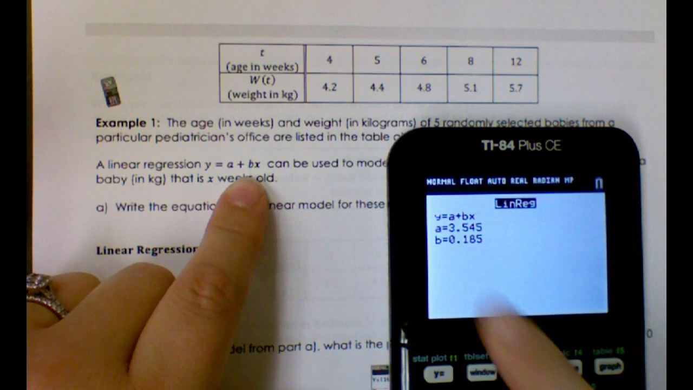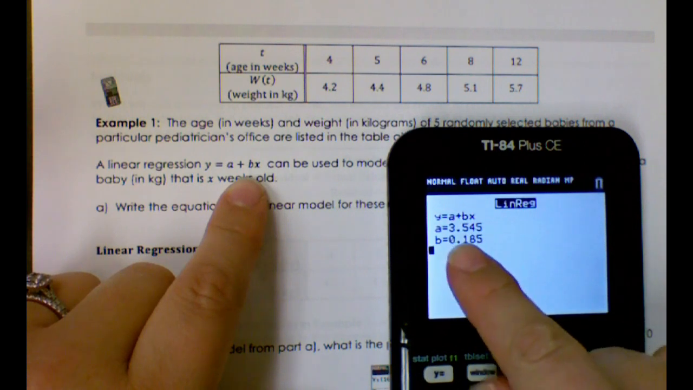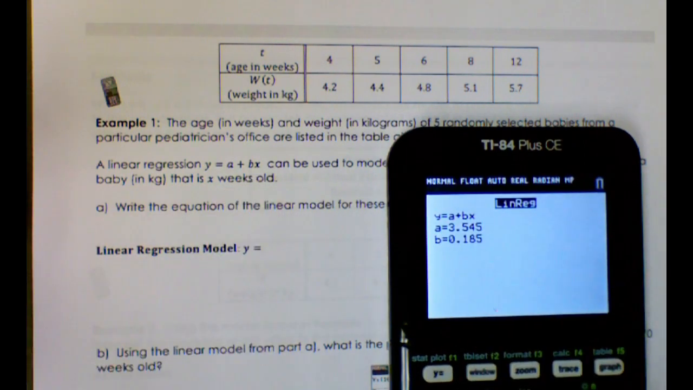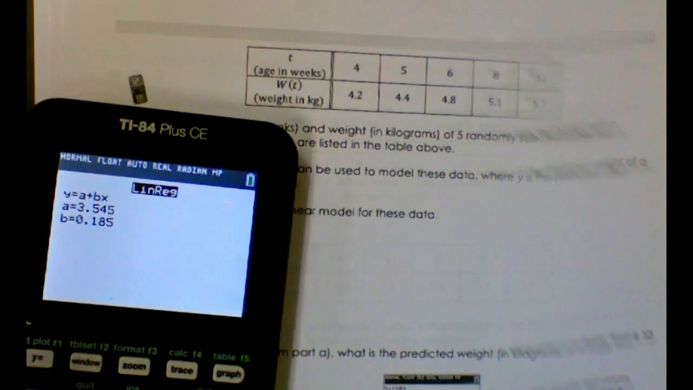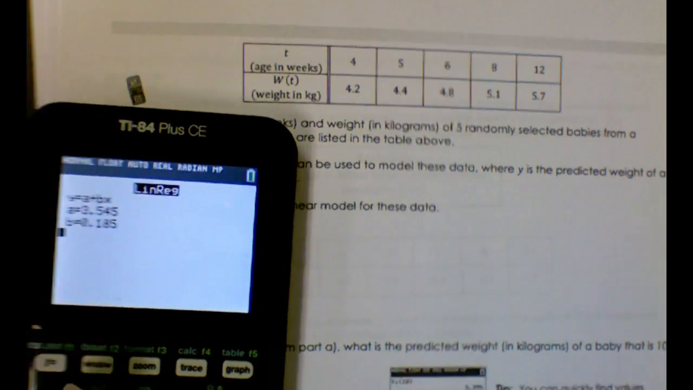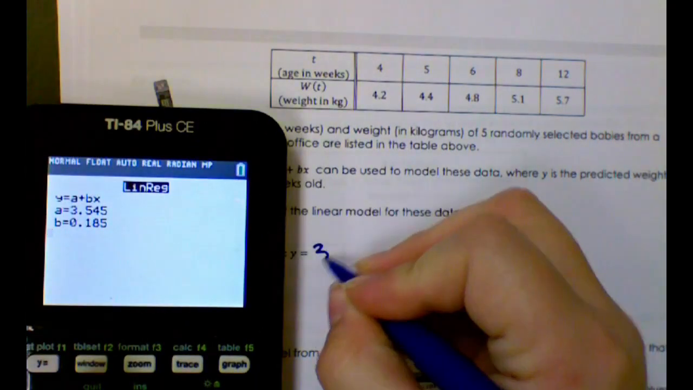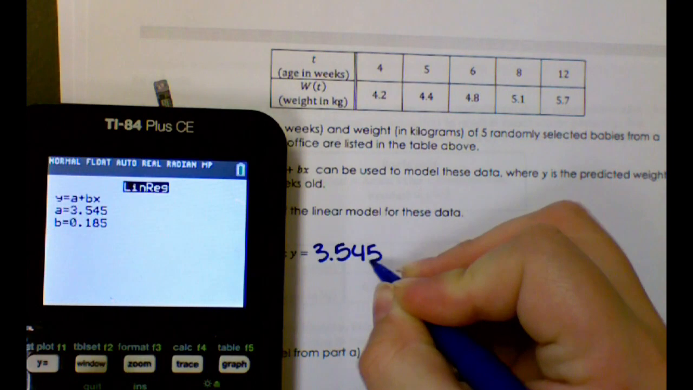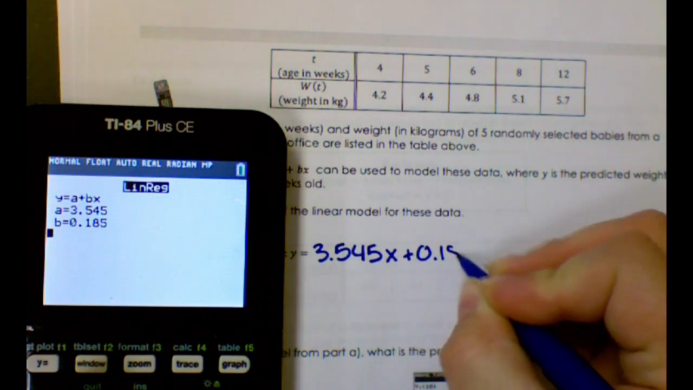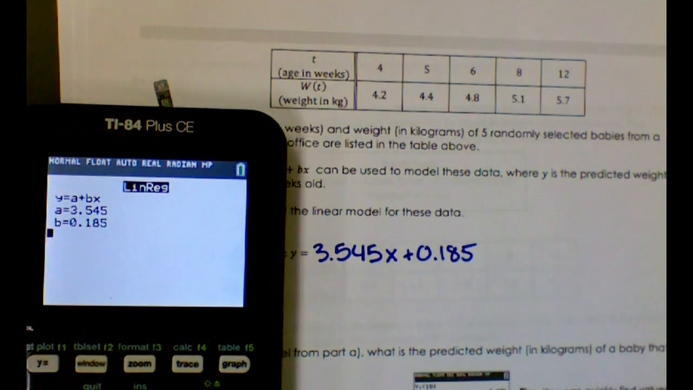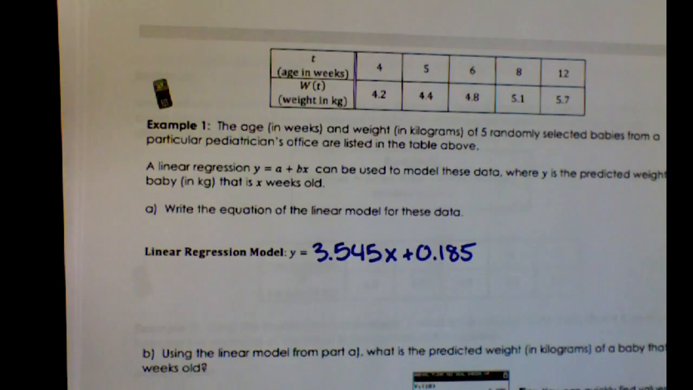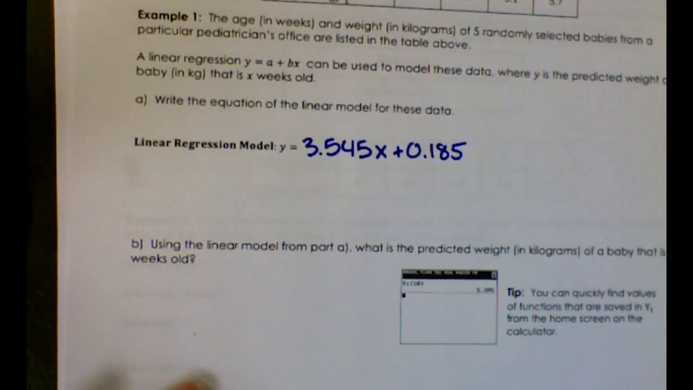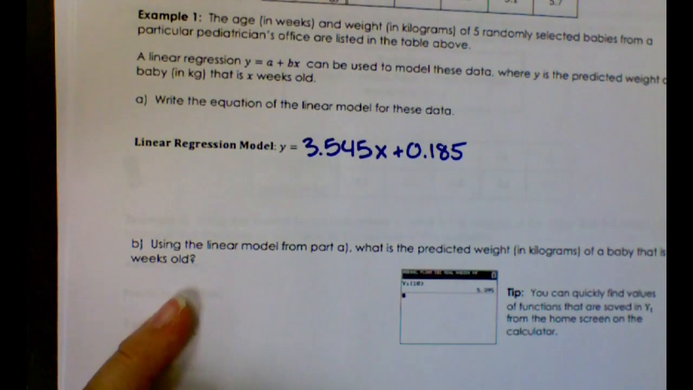And there it goes. It tells me A plus BX, so A is 3.545, B is 0.185. So that means my linear regression model is Y equals 3.545x plus 0.185. It's helpful to store these values in a Y equation because otherwise sometimes they're really long decimals and you are inclined to round them. So using our model, let's find the predicted weight of a baby that is 10 weeks old.